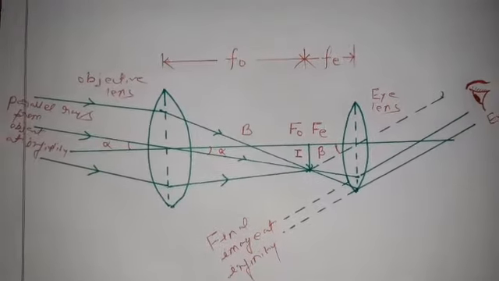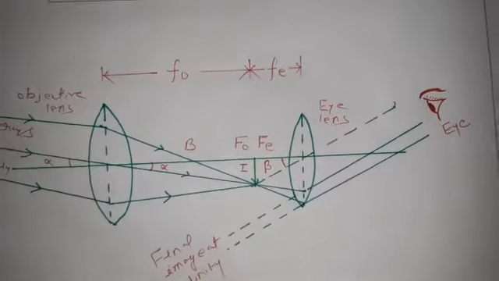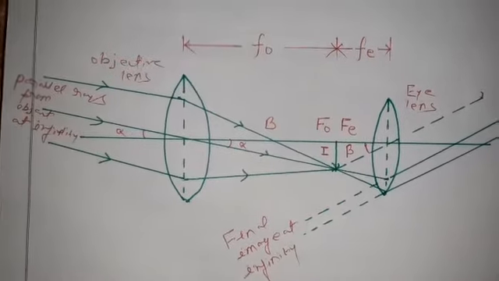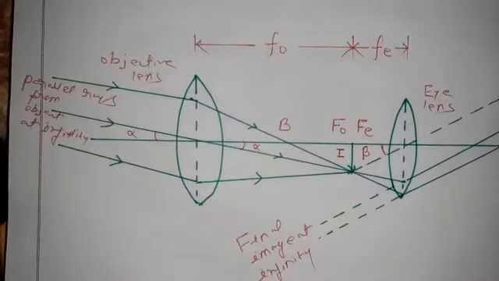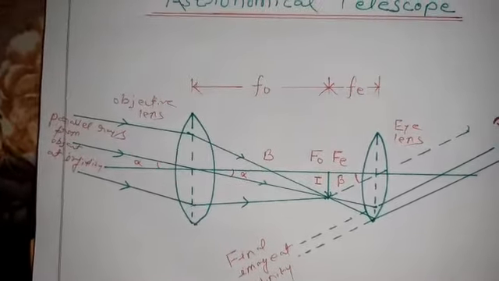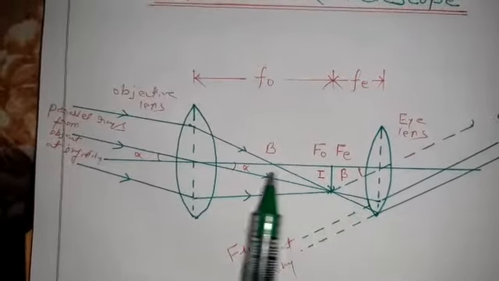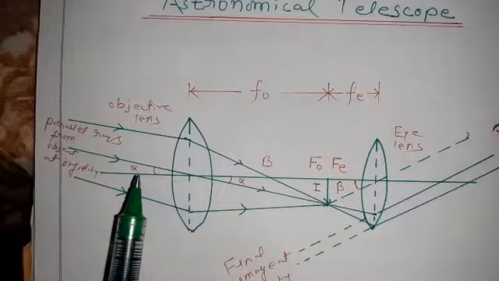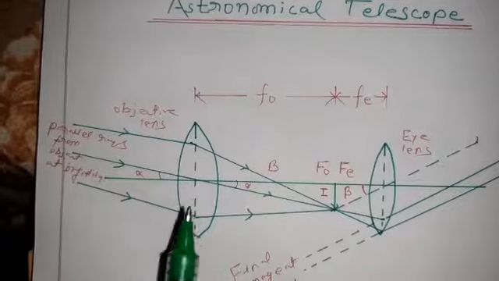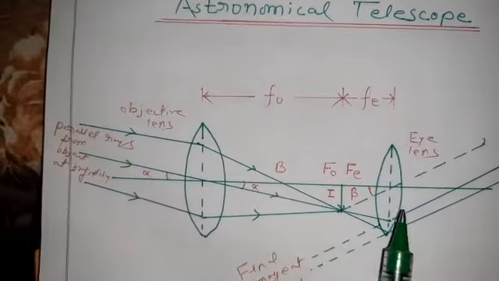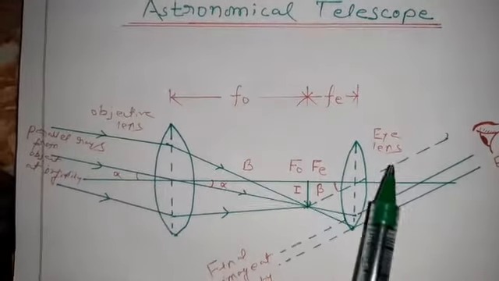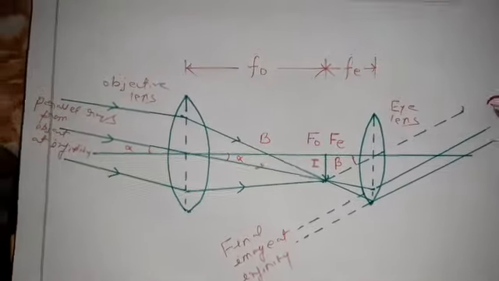As you can see, the astronomical telescope has two convex lenses placed coaxially, separated by some distance. The lens towards the object is called the objective lens and has a much larger aperture. Then the eyepiece is the lens towards the eye. As you can see in the figure, this is your eyepiece lens and this is your objective lens. What is the working?